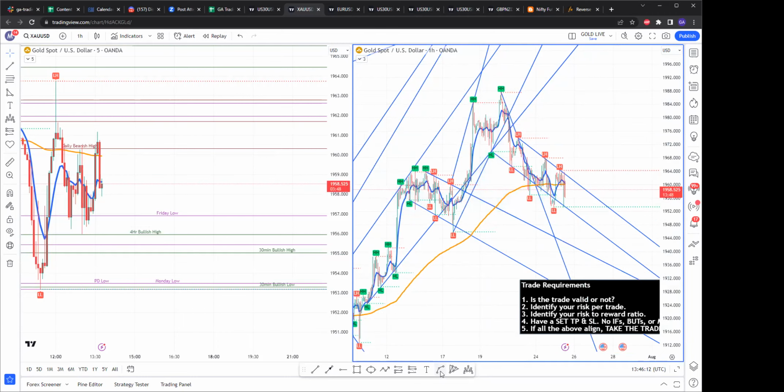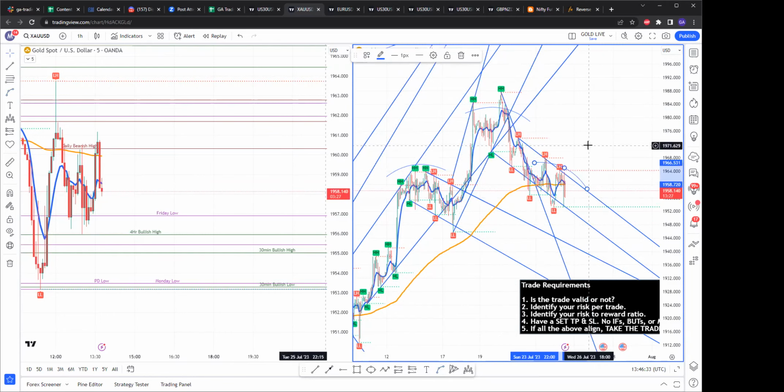Let me delete that. Let me try and use this probably better view. What is that? This right here, the left shoulder. This right here, the head. This right here, the right shoulder.